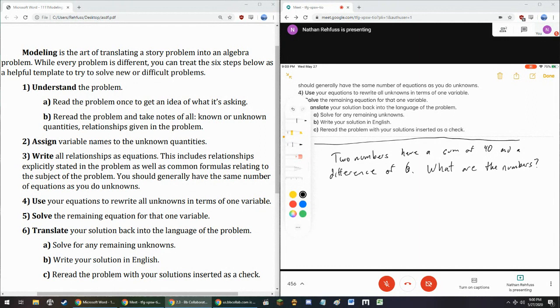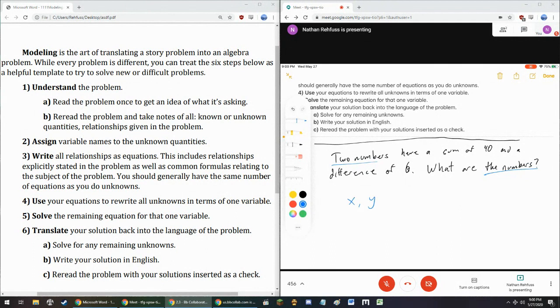Let's read it to get an idea of what it's asking. Okay, two numbers have a sum of 40 and a difference of 6. What are the numbers? We're going to reread that problem and take notes of all known or unknown quantities. I'll underline those in blue. So I'm asking, what are the numbers? There are 2 numbers. Might as well give them a name right now. We're going to try to assign variable names to those numbers. Maybe we could call them x and y, since there's 2 of them.